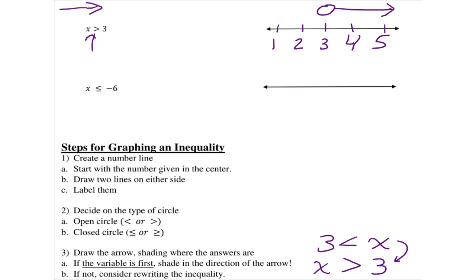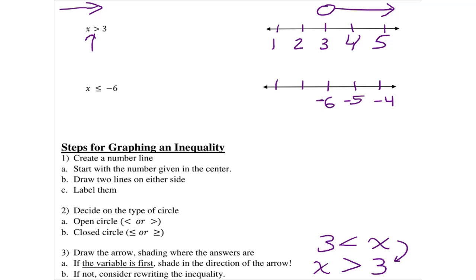Create a number line. Start with the number given in the center. Draw 2 lines on either side of your number line. And now we're going to label them. If you recall, negatives are kind of backwards, right? Think about where 0 would be. It would be over here somewhere. So I have to count backwards to get to 0. -5, -4. I know it seems confusing, but remember that's how our number line works. It goes all the way to 0.